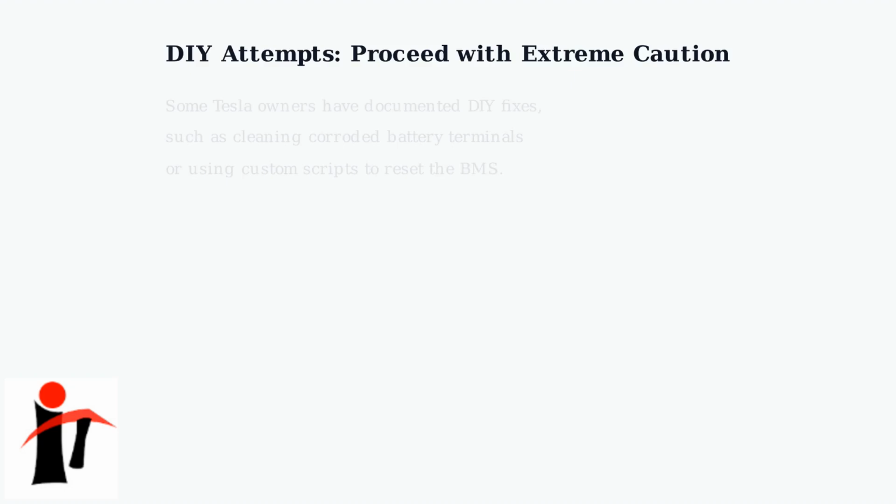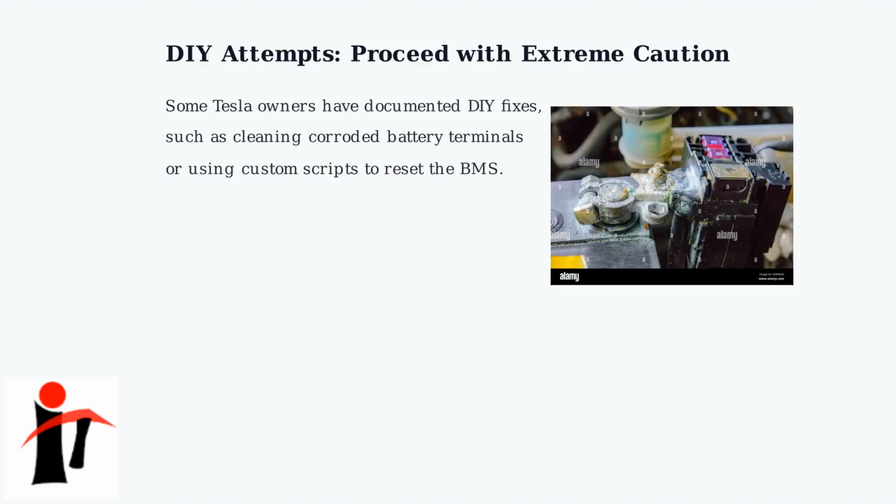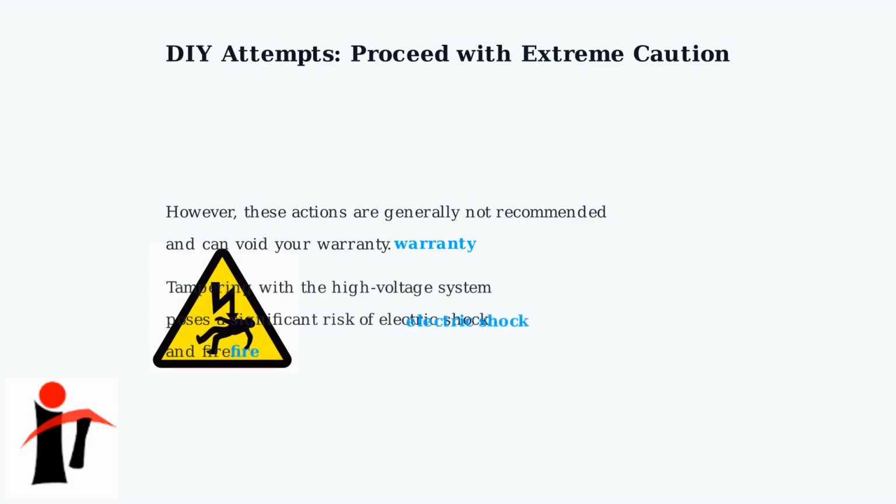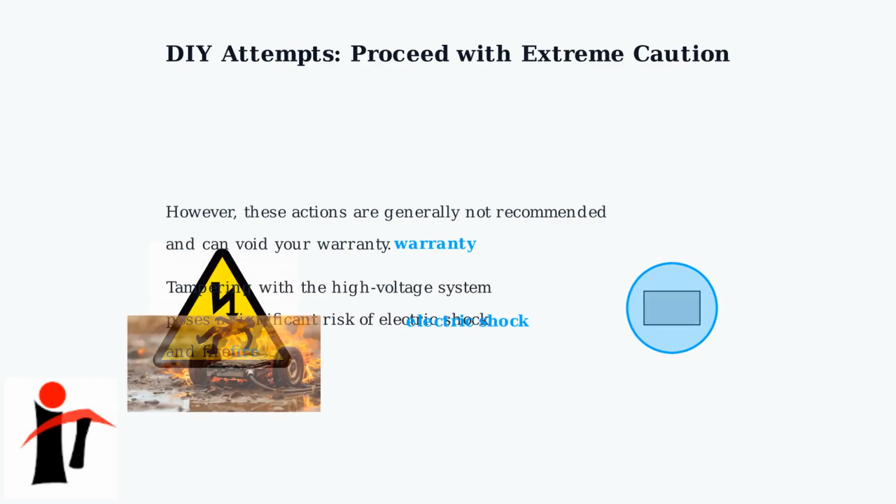While some Tesla owners have documented DIY fixes, such as cleaning corroded battery terminals or using custom scripts to reset the BMS, these actions are generally not recommended and can void your warranty. Tampering with the high-voltage system poses a significant risk of electric shock and fire. The high-voltage battery in a Tesla Model 3 operates at around 350 to 400 volts, which can cause severe injury or start fires if mishandled.